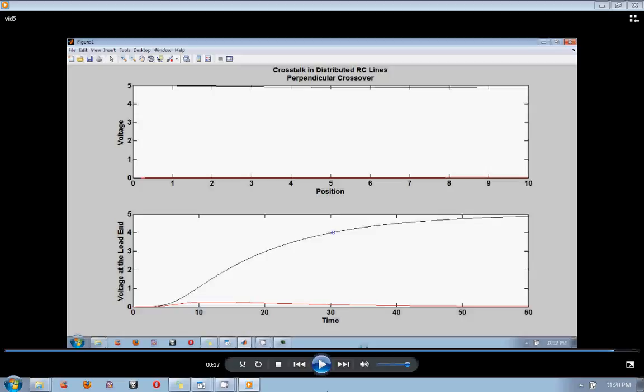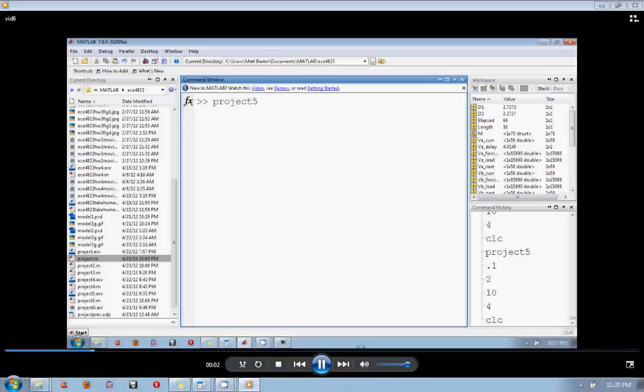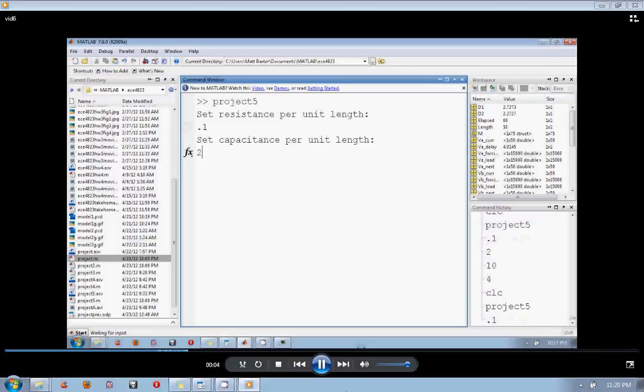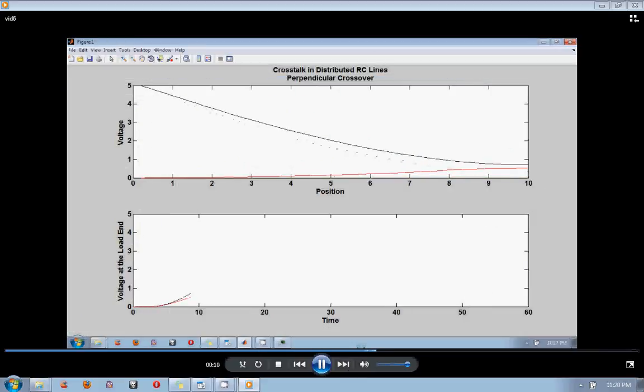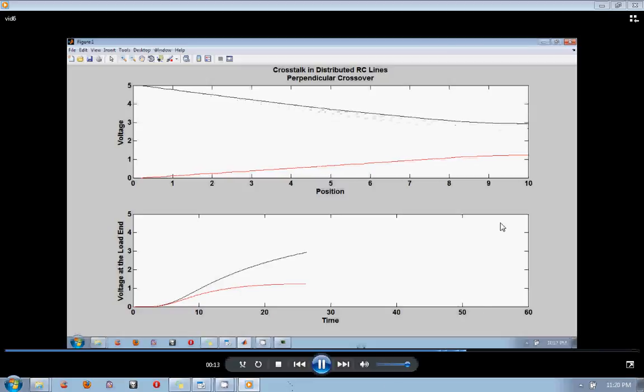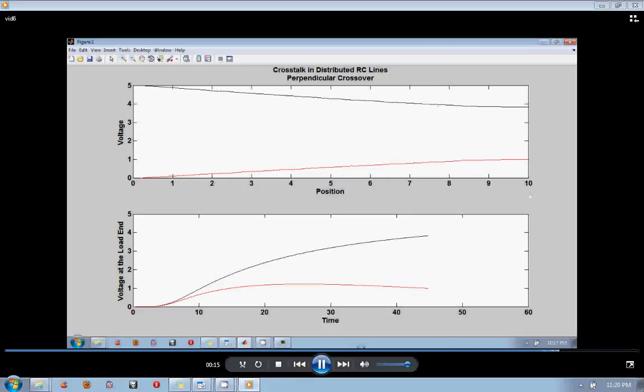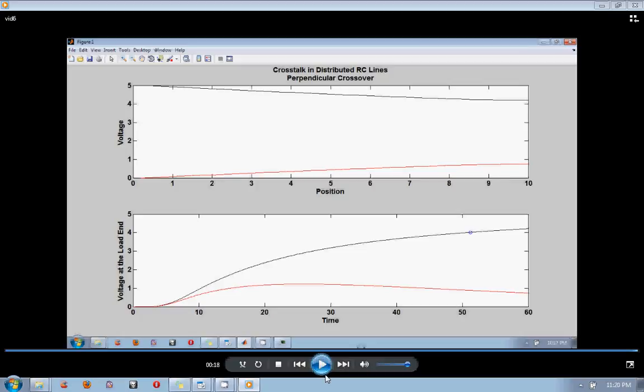Now let's see what happens when the crossover is set near the load ends of both lines. In this case, the coupling occurs between position 8 and 10. The driven line takes much longer to reach the threshold, and the transient voltage on the undriven line is larger and lasts longer. So what's going on here?